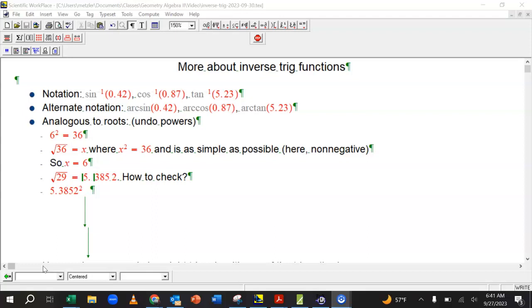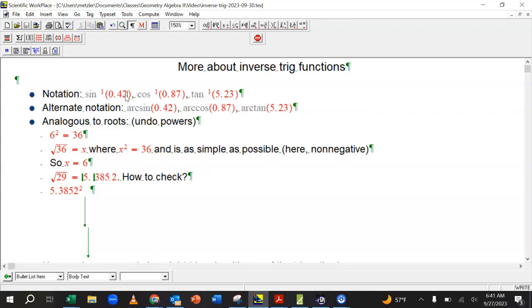I want to say a little more about inverse trig functions. We're mainly going to learn them by using them, but I want to have a video just about this and nothing else. So the notation can be a little confusing. We have the inverse sine of 0.42, the inverse cosine of 0.87, the inverse tan of 5.23.